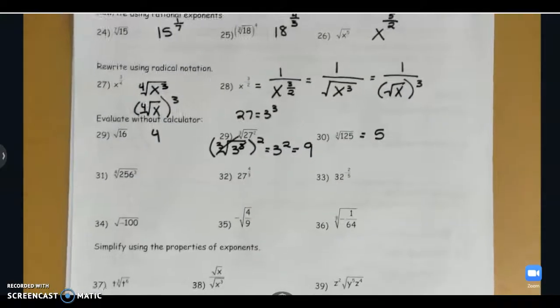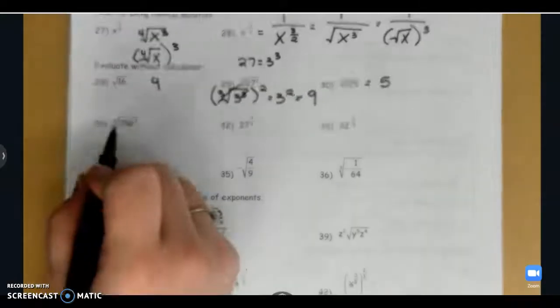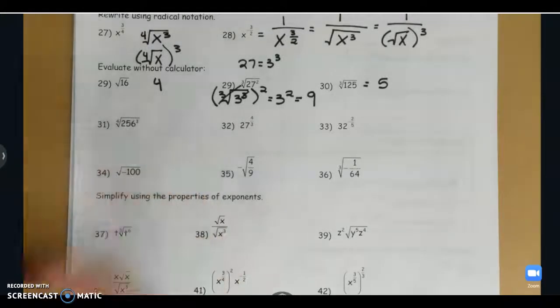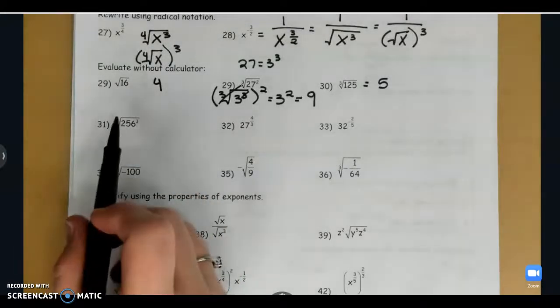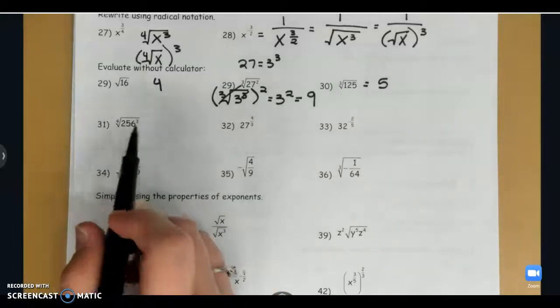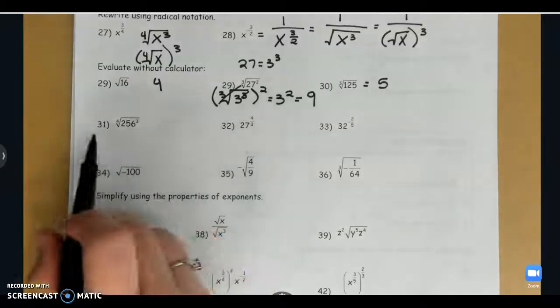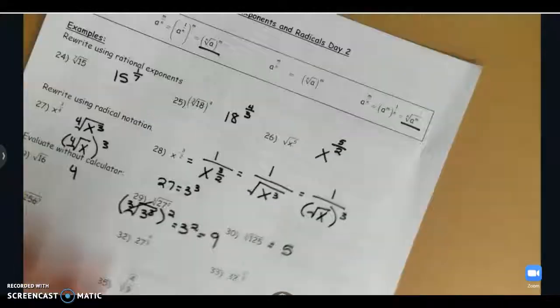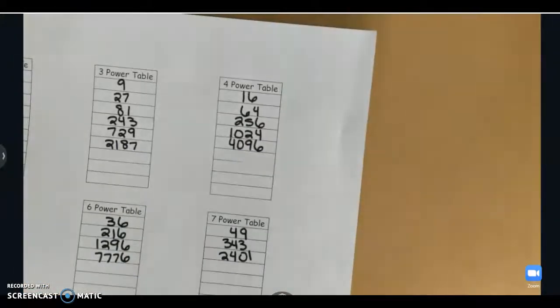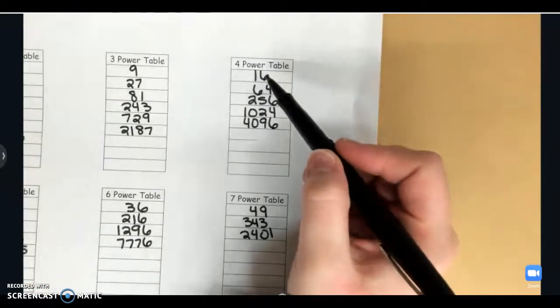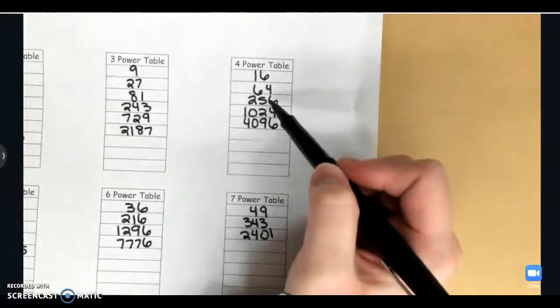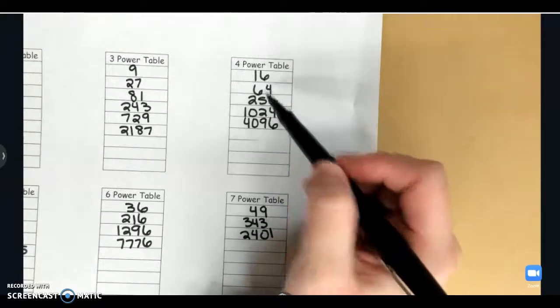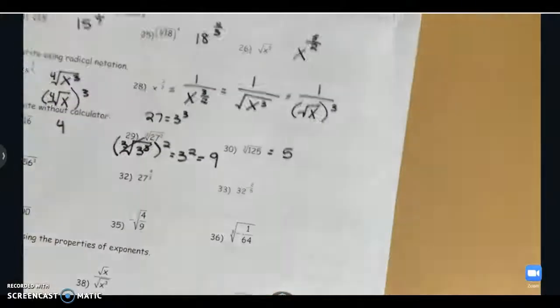Let's take a look at 31. The 4th root of 256 cubed. So once again, my hope is to find a perfect 4th or possibly even a perfect square. So 256. Let's look on our list for the number 256. If I look on my power of 4, 4 to the 4th power is 256. So 256 is a perfect 4th.